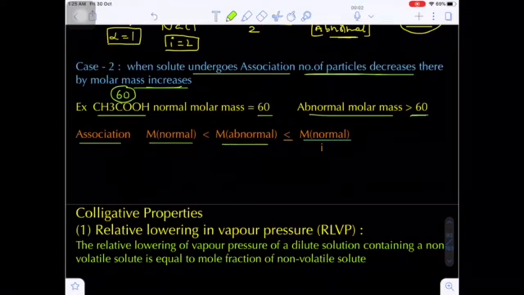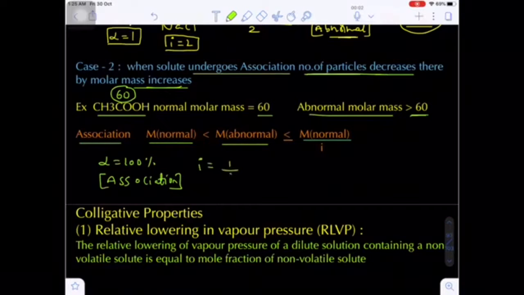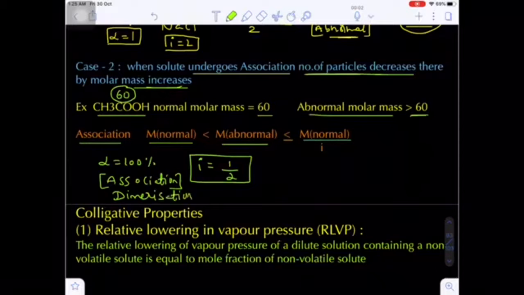Now let's suppose 100% of the acetic acid undergoes association. Assume when 100% association occurs, then iota will be equal to 1/2, dimerization. Association in the sense of dimerization. Okay. Now if the iota value is 0.5, then what is the normal molecular weight of acetic acid?